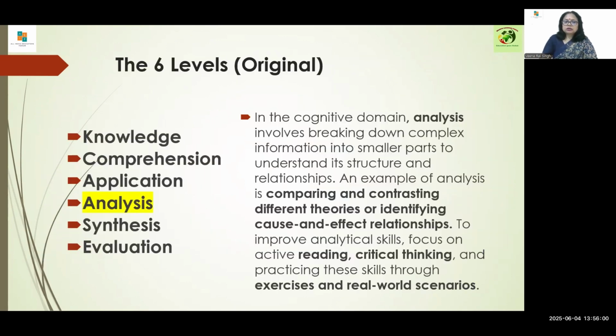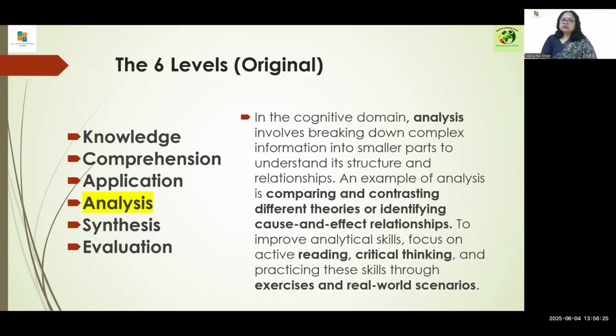The original taxonomy discussed 6 levels. Now, what are the 6 levels? Let's know it. First is knowledge. Second is comprehension. Third is application. Fourth, analysis. Fifth, synthesis. And sixth is evaluation.